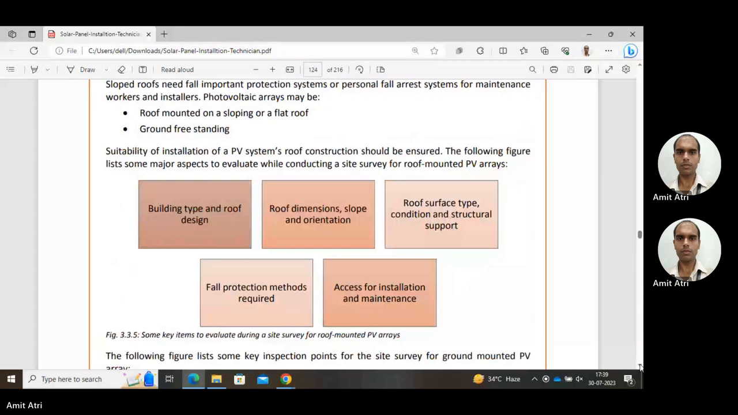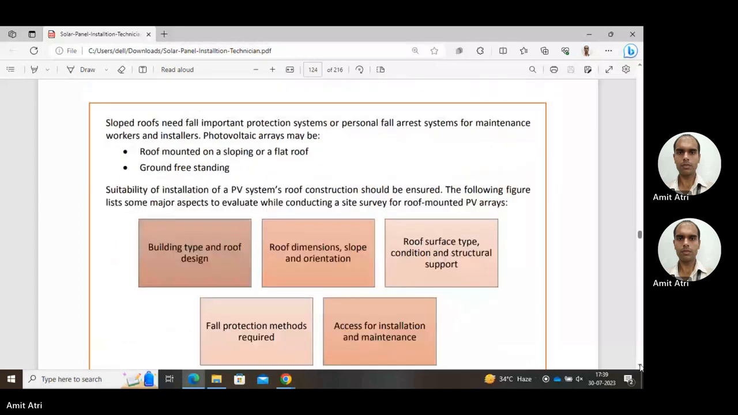Now coming to sloped roofs. They need a fall protection system or personal fall arrest system for maintenance workers and installers because they are on a slope. Protection for the installer and the maintenance worker is also needed. Photovoltaic arrays may be roof mounted on a sloping or flat roof, or ground freestanding, so both types. For suitability of installation of a PV system, roof construction should be ensured.